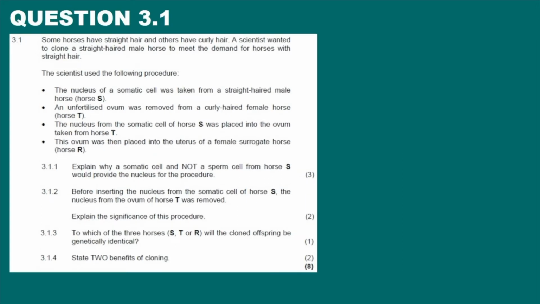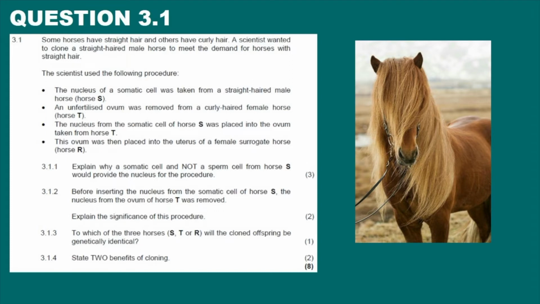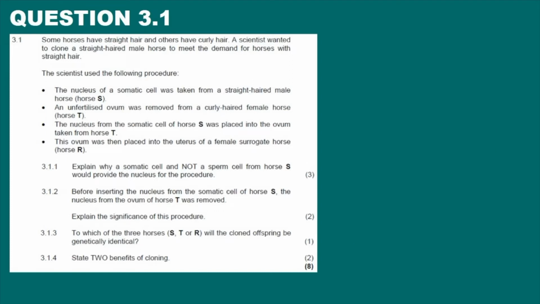Here no diagram was given. As I looked at this, I at first thought that this was regarding genetics, which was a bit confusing because quite a lot of genetic questions were already asked in question 2. But as you read through this section, you will notice that they are just identifying favorable traits that they have noticed in horses. Some horses have straight hair and others have curly hair. A scientist wanted to clone a straight-haired male horse to meet the demands for horses with straight hair. So the clue here was that this section was about cloning.